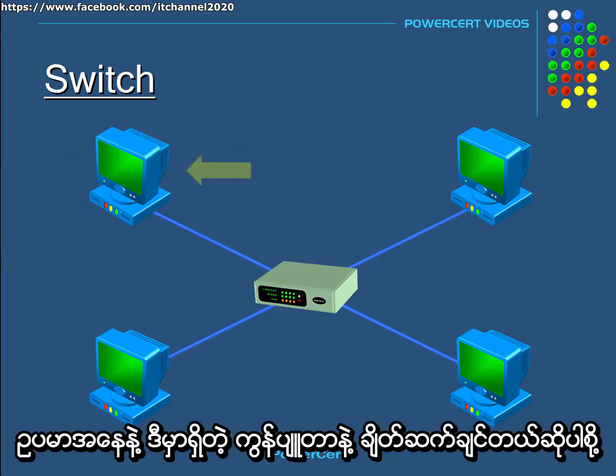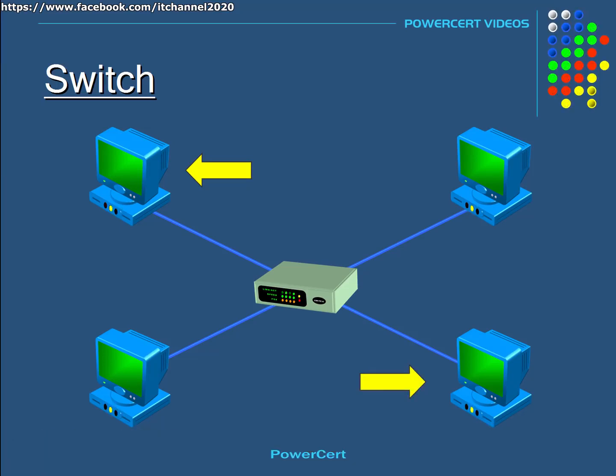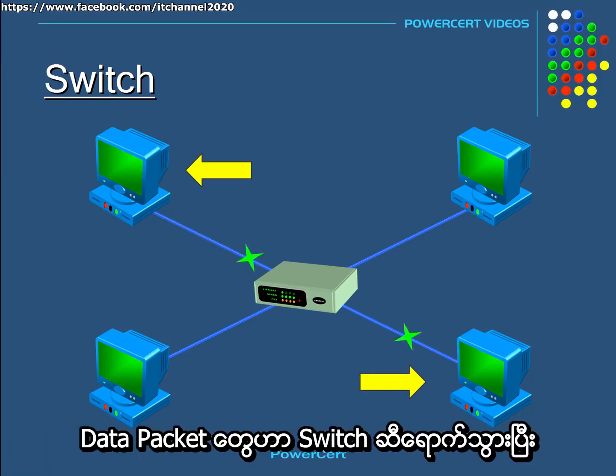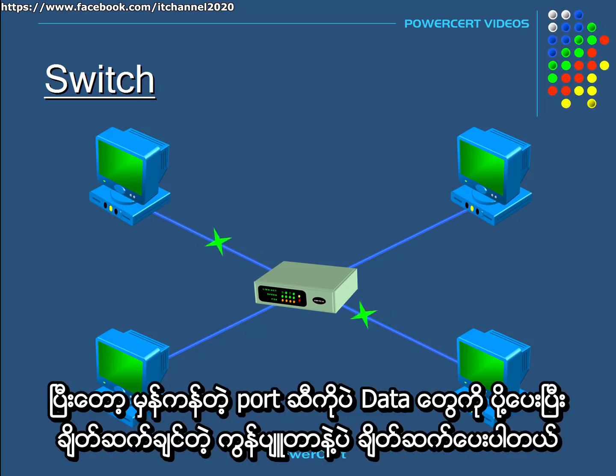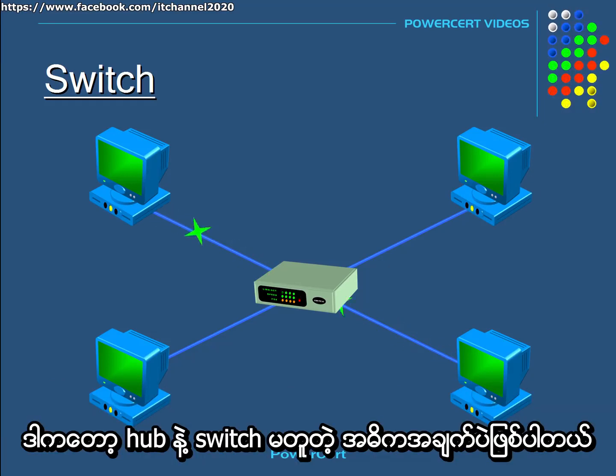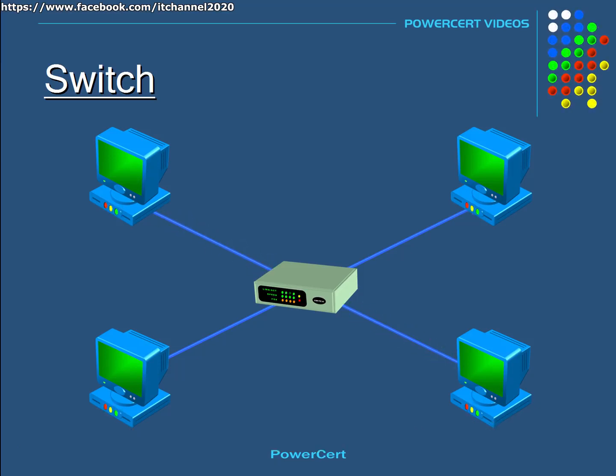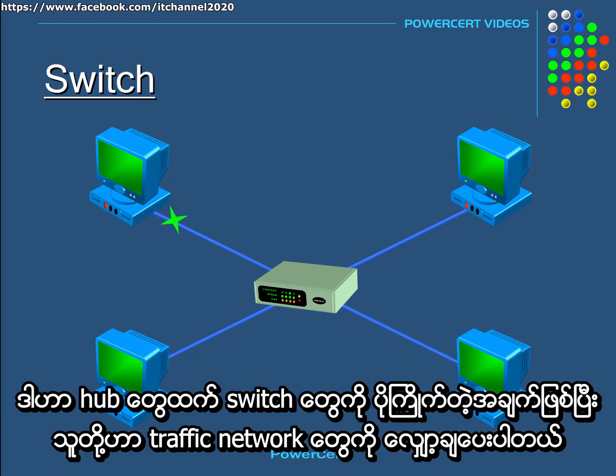So as an example, if this computer here wanted to communicate with this computer over here, the data packet arrives at the switch, and then the switch will look at its table of MAC addresses and matching ports and deliver the data to the correct port. And then the data packet would only go to that computer. So that's the major difference between a hub and a switch. So as a result, switches are far more preferred over hubs, because they reduce any unnecessary traffic on the network.